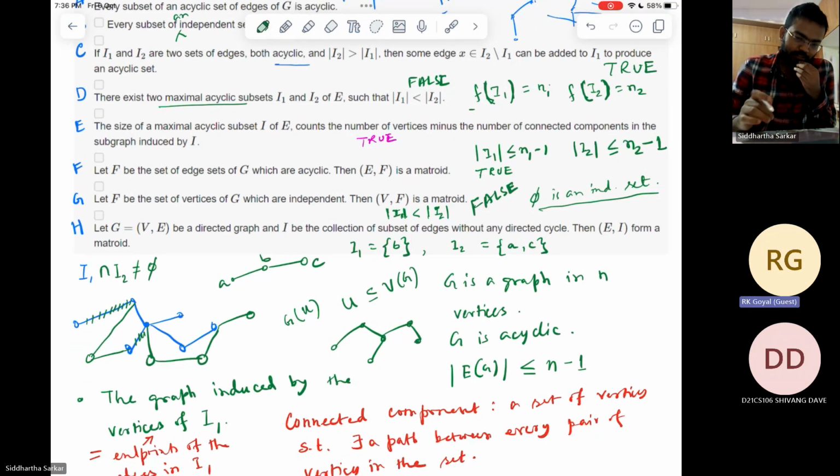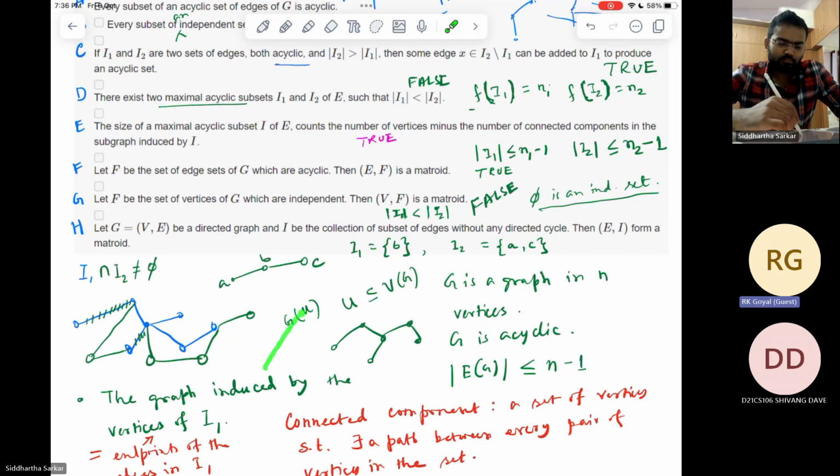So let G be a directed graph and I be the collection of the subsets of the edges without any directed cycle. I hope that the directed cycle means the cycle only, or do they have any specific meaning of it? Directed cycle means a set of edges, ordering of the edges. Sorry, what did I say? So what is a directed cycle?